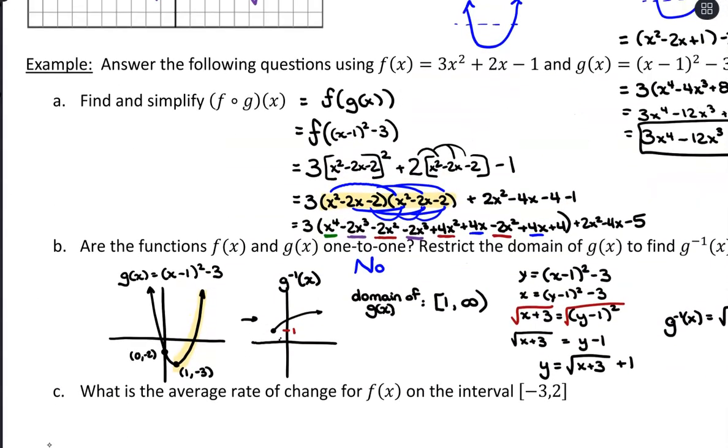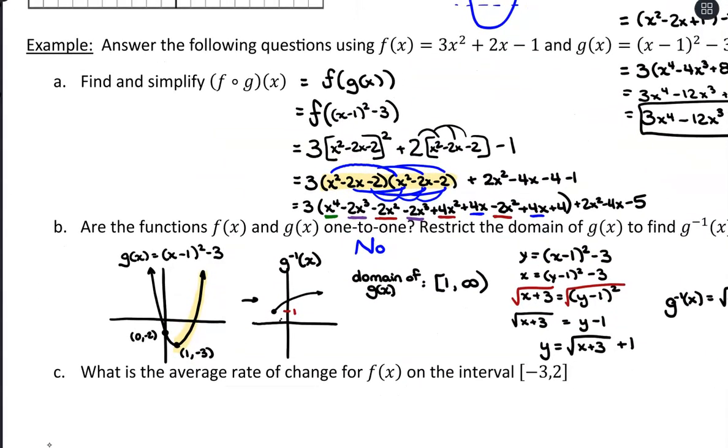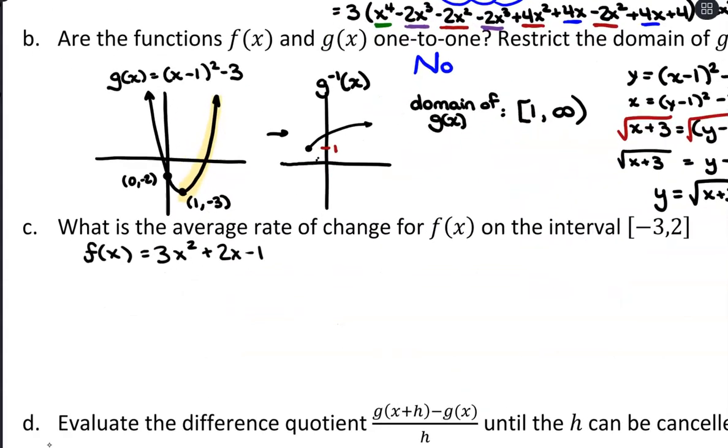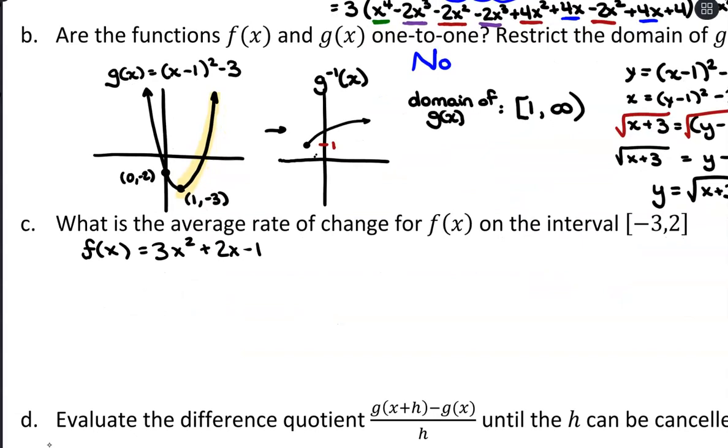Okay, average rate of change. Let's go with f of x. So f of x is 3x squared plus 2x minus 1. And we're going to go from negative 3 to positive 2. So let's go, f of 2 is going to be 3 times 2 squared plus 2 times 2 minus 1. So that's going to be 12 plus 4 minus 1. So that's going to be 15.